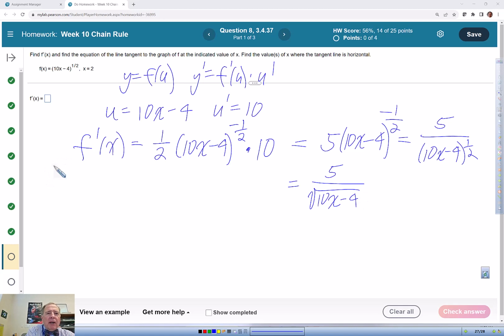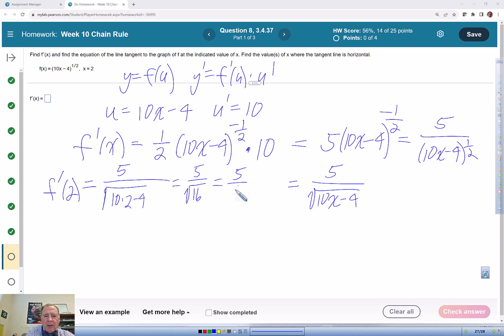And then even rewrite that in radical notation as 5 over the square root of 10x minus 4. And I need my slope at x equals 2. So f prime at 2 is 5 divided by the square root of 10 times 2 minus 4. That's 20 minus 4 is 16. So the square root of 16 is 4. So my slope is 5/4.